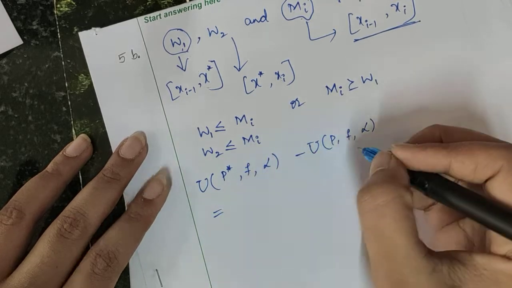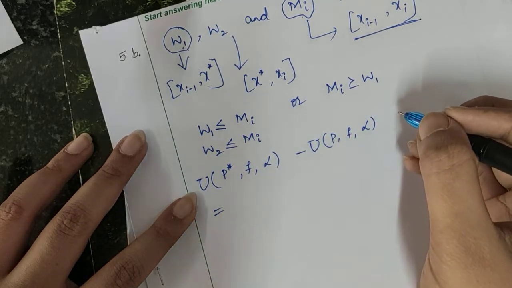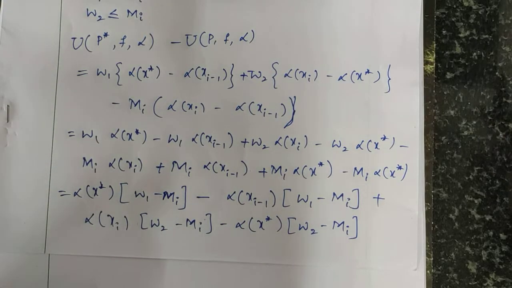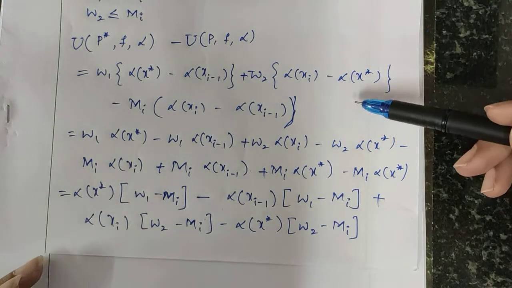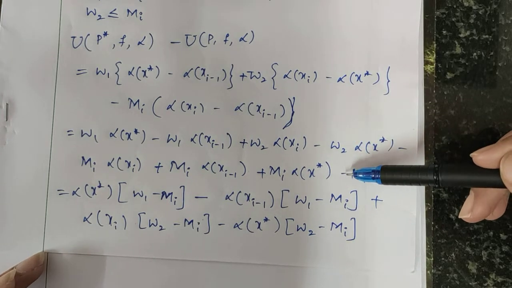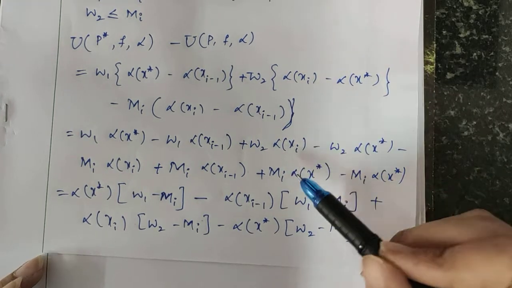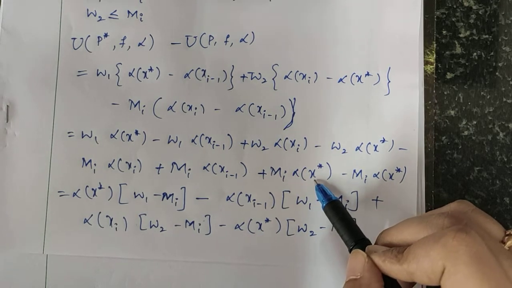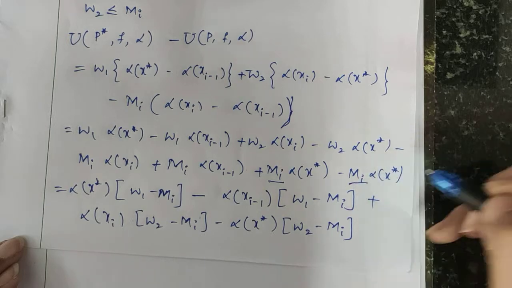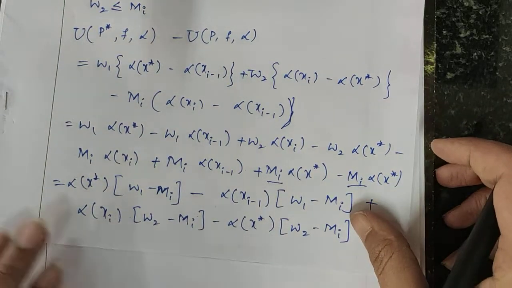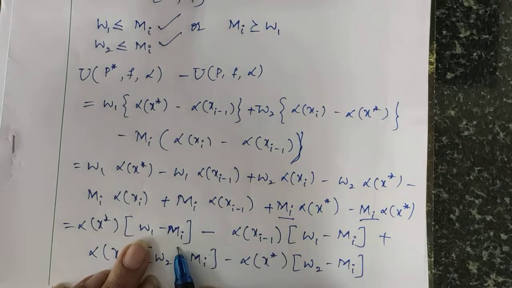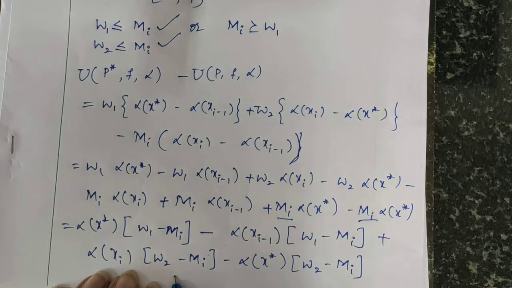This will be equal to, substituting the values, as we have seen in inequality 1, the same procedure I have done here. The only difference is that there I added and subtracted the infimum along with alpha of x star. Here it is the supremum, right? After that, the same simplification again. So from this we know that W1 minus Mi is less than or equal to 0, W2 minus Mi is less than or equal to 0.